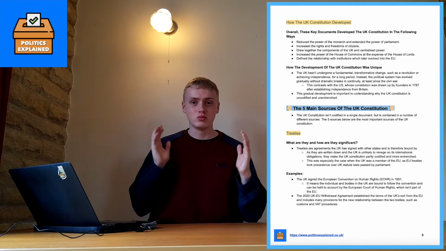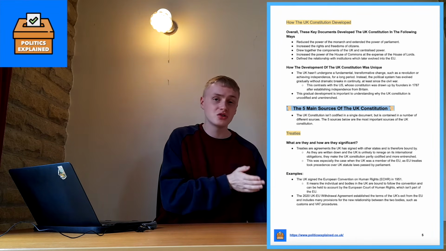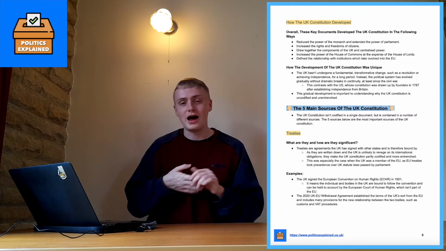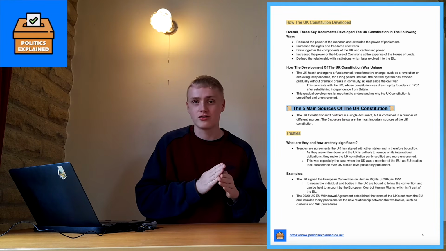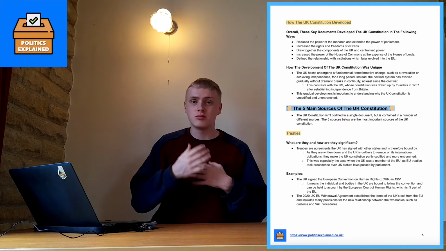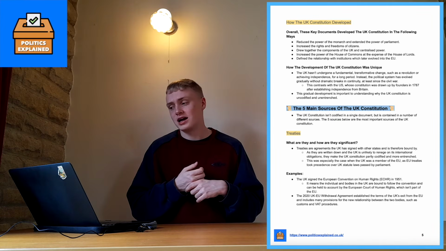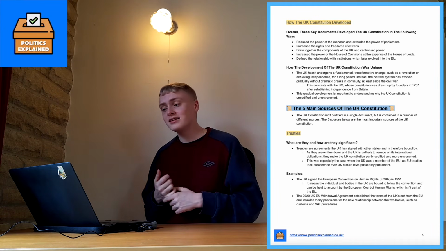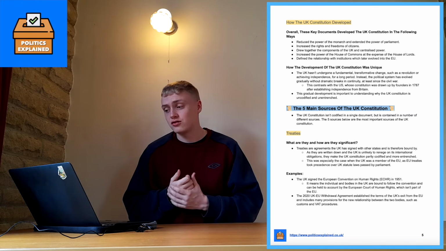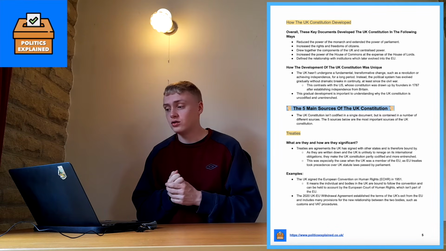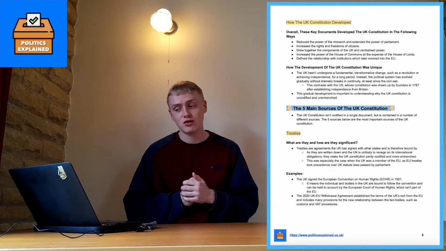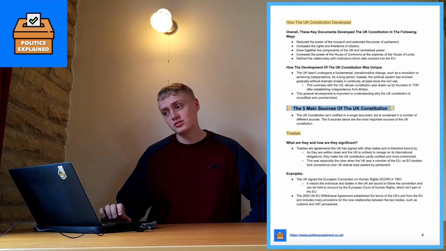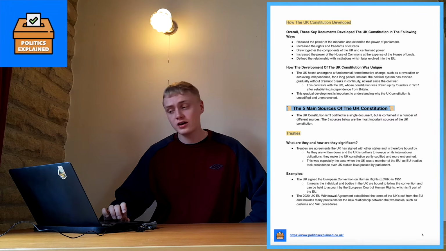There wasn't one point, after a revolution or a point of independence potentially, where everyone got together and wrote a constitution for the country. Rather, it's developed gradually and organically. And as I said, this gradual development is really important to understanding why the UK Constitution is uncodified and unentrenched. So that's it in terms of the historical development of the UK Constitution.